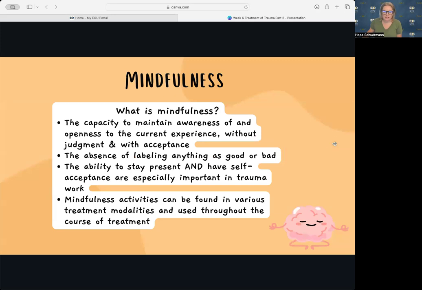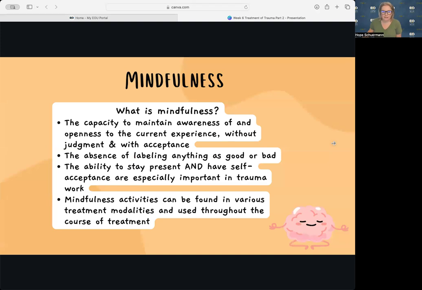So what is mindfulness? Many of you may already know what mindfulness is or have an idea of what it is. You may already have a mindfulness practice. But in general, when we use the term mindfulness, we are talking about the capacity to maintain awareness and openness to your current experience without passing judgment and with having full acceptance of the way that things are. Part of this is not labeling anything as good or bad, including your thoughts and your feelings, and the ability to stay present and have self-acceptance. And all of these are really important to trauma work.